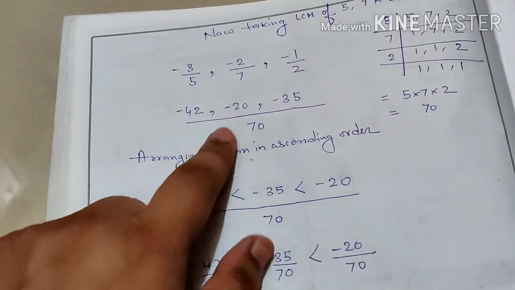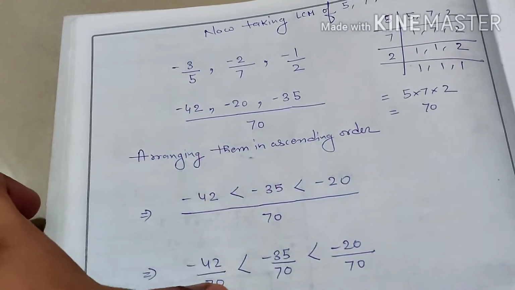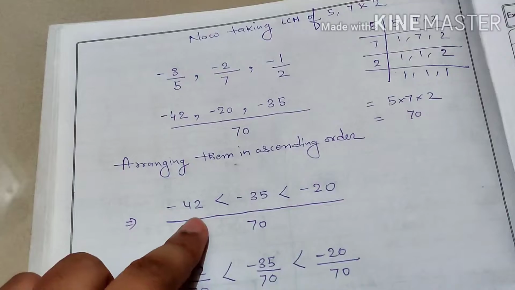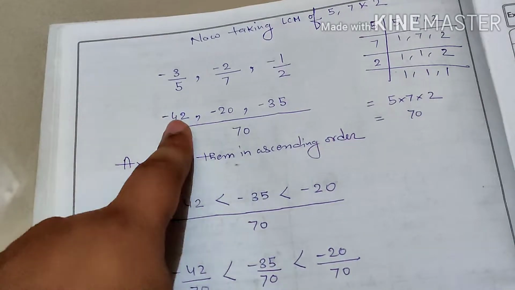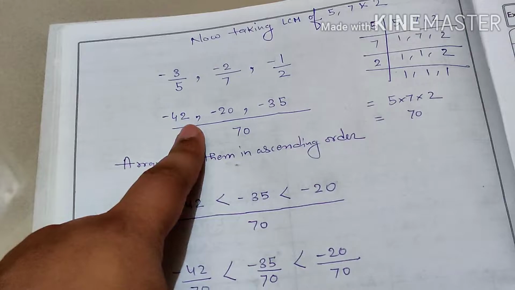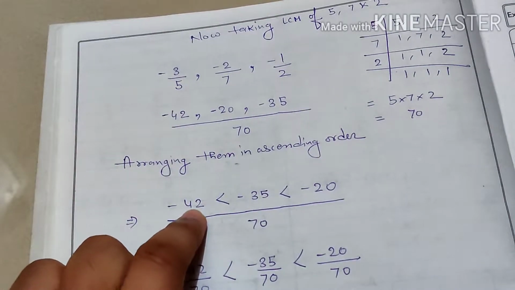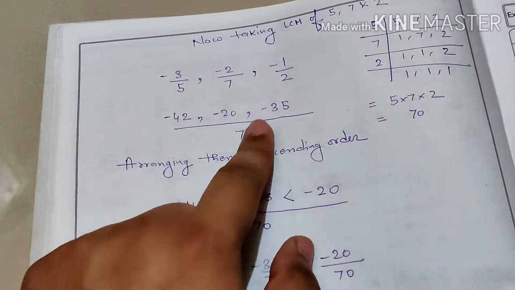Now according to this we have to arrange them. Those values which are more negative, with a negative sign, the bigger the value, the smaller it is. So here the greatest negative value is 42, so -42 is the smallest, and what is next?